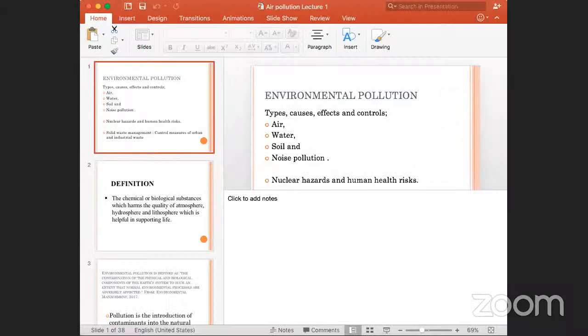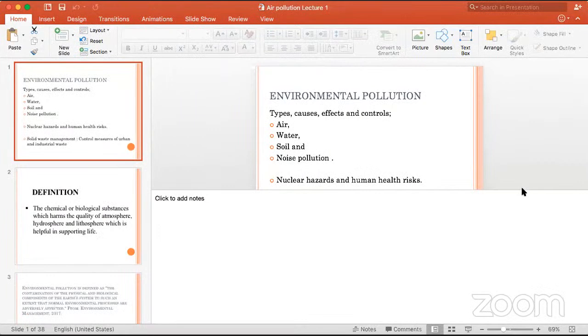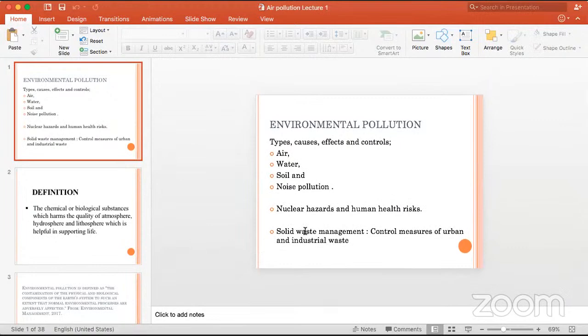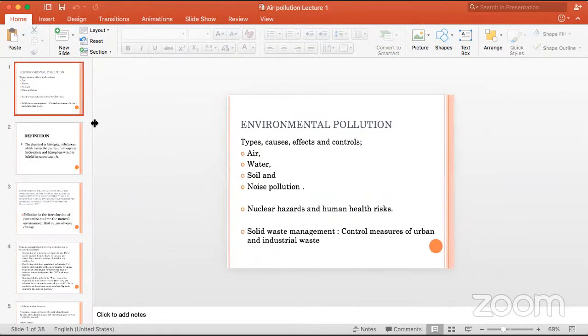Along with air, water, soil, and noise pollution, we also have to look at nuclear pollution: the health hazards, causes of nuclear pollution, and also the human health risk. So again, very important. And lastly, waste. A lot of solid waste management. How do we control urban and industrial waste? So this is what we are going to be studying in this unit.